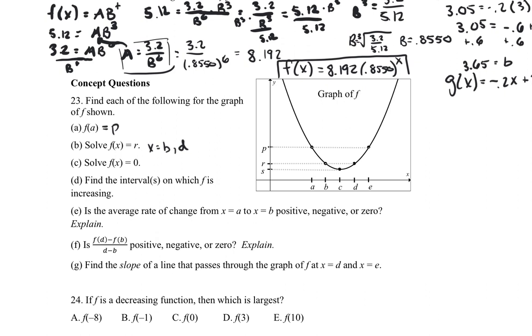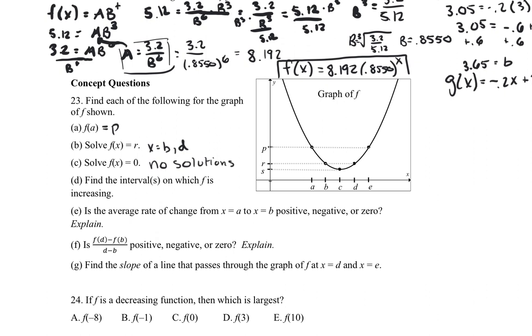Solve where f is equal to 0. So f of x is equal to 0. That means that the y value is equal to 0. So we go to our 0 here at the origin, and we go over, and it doesn't touch the graph. So that means that there's no solutions to that problem because it doesn't touch the graph. No solutions.